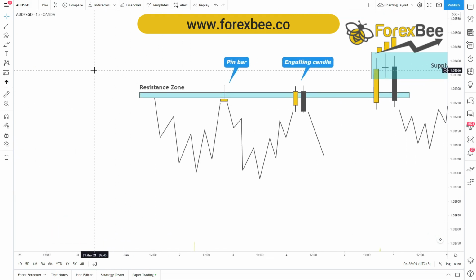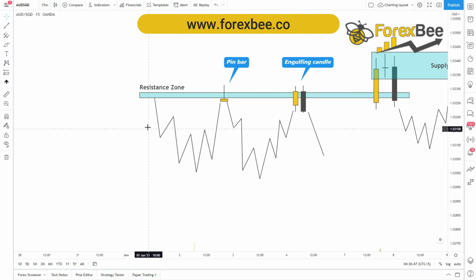So let's get started. Here we have a resistance zone drawn. The price is coming down, then going up, touching this resistance zone and bouncing back, and again touching this resistance zone and bouncing back. Whenever the price touches a resistance zone, it bounces back. At this point it's making a pin bar and bouncing back, and at this point it's making a bearish engulfing candle and then again bouncing back.